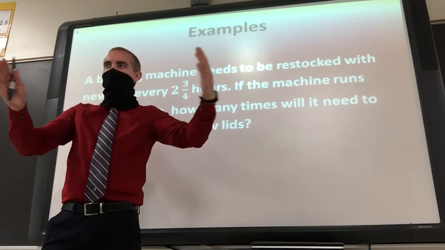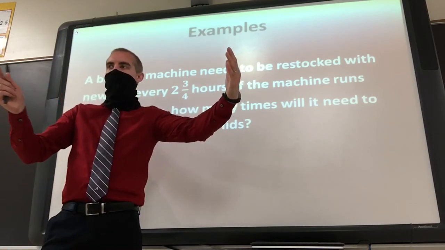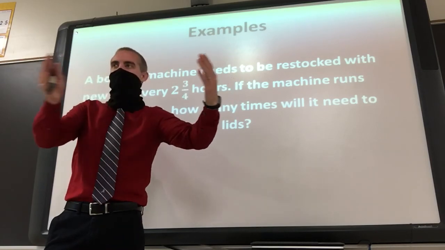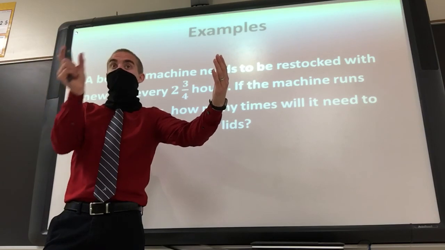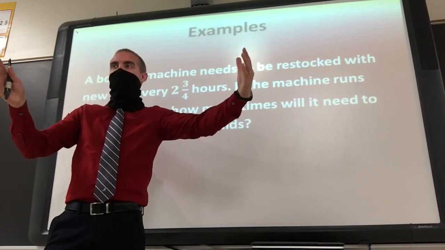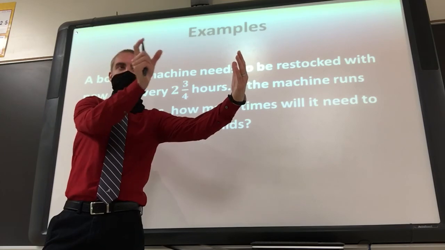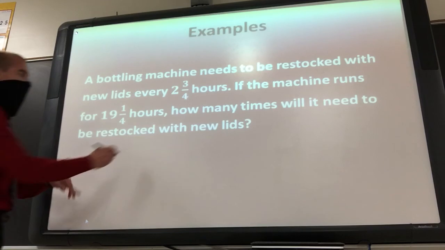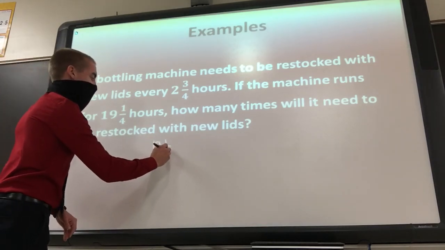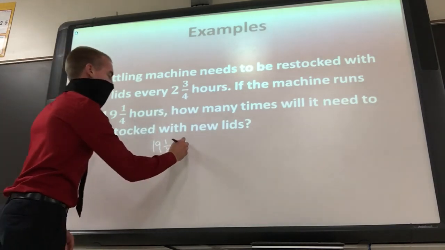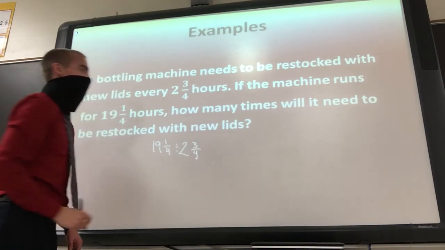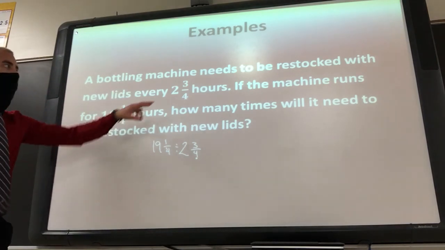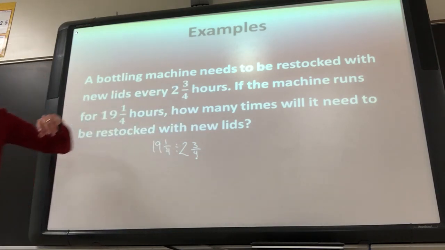So we've got this entire length of time, and we're going to go through and restock at different parts. What am I doing with this length of time? I'm dividing it up. I've got the whole thing, 19 1/4. I'm dividing it up into 2 3/4 sections. So that's what we're going to do with these two numbers. 19 1/4 divided by 2 3/4. Another way you can think of it is how many times do I have to divide 19 1/4 into this many hours, 2 3/4 hours.